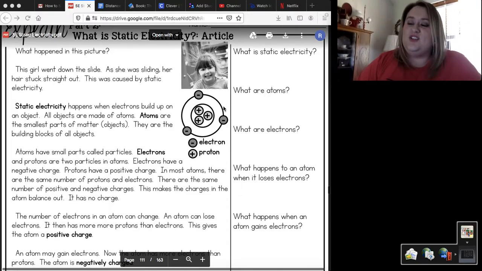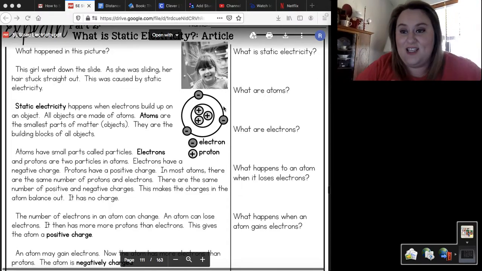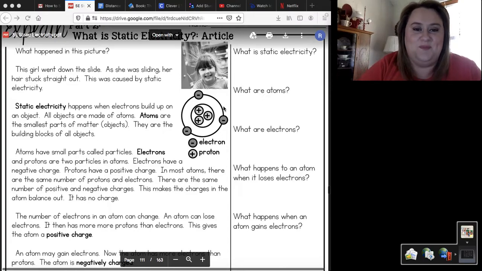And that's something you can do at home. Make your own static electricity with a balloon if you have one.